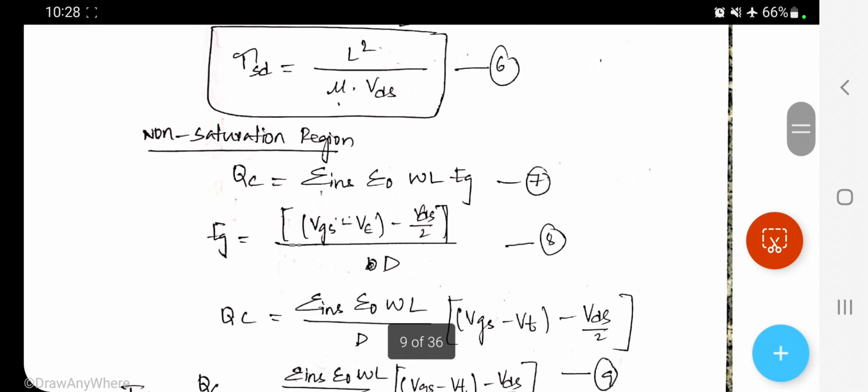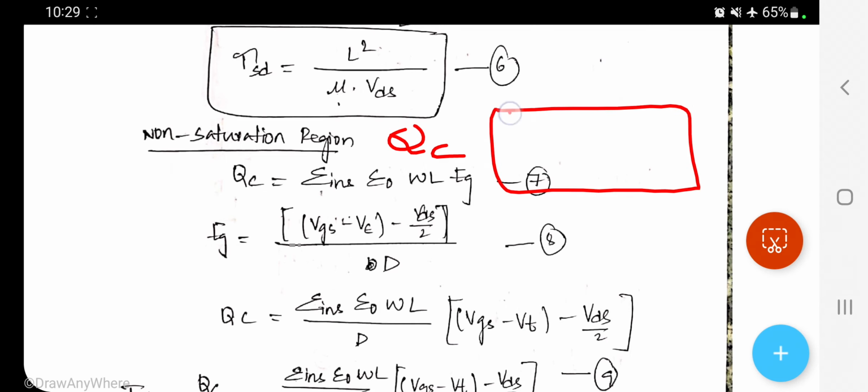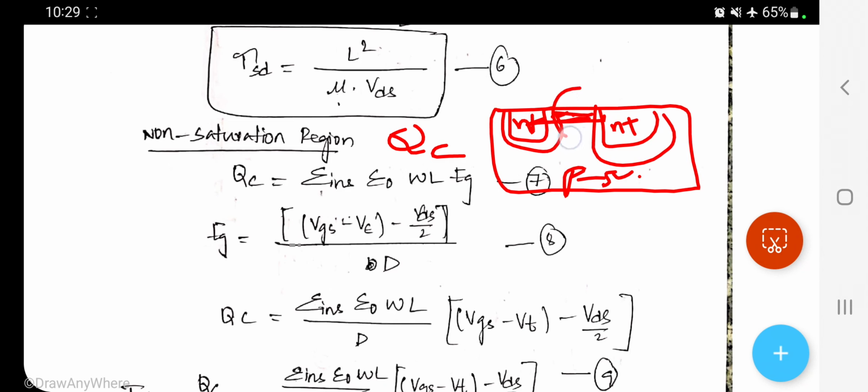Right. Next we are going to calculate QC, the charge induced in the channel, which is the numerator of the IDS. Tau SD is the denominator of IDS. So we have seen just now, again I'll draw this n plus, and here this is P substrate. You're going to even have the depletion region. Here the channel is formed. The amount of charge here in the channel, that is QC, charge induced in the channel.